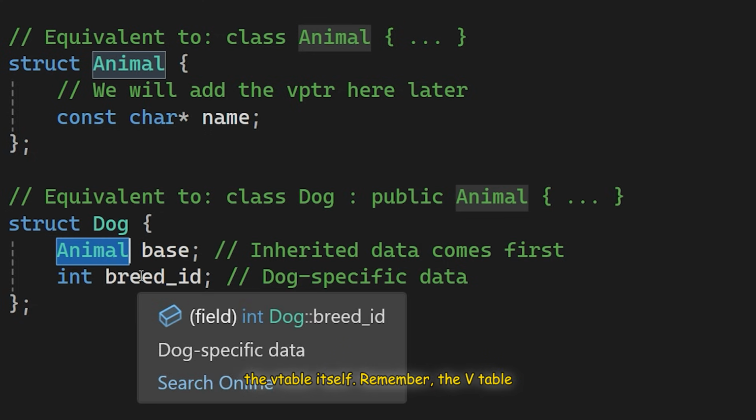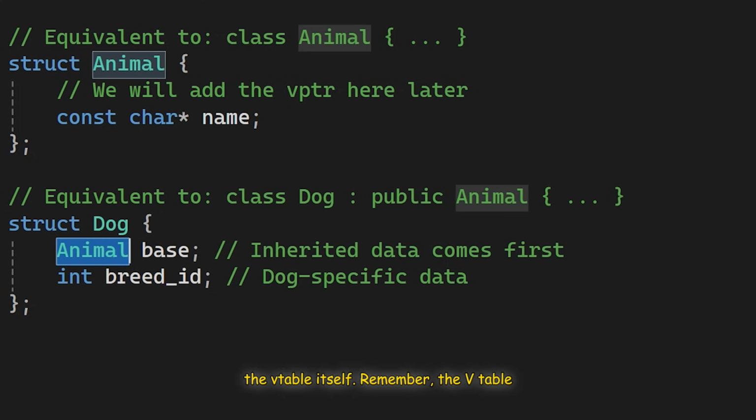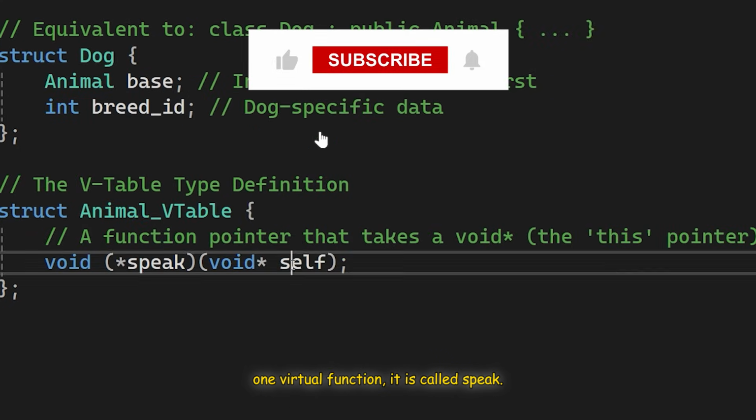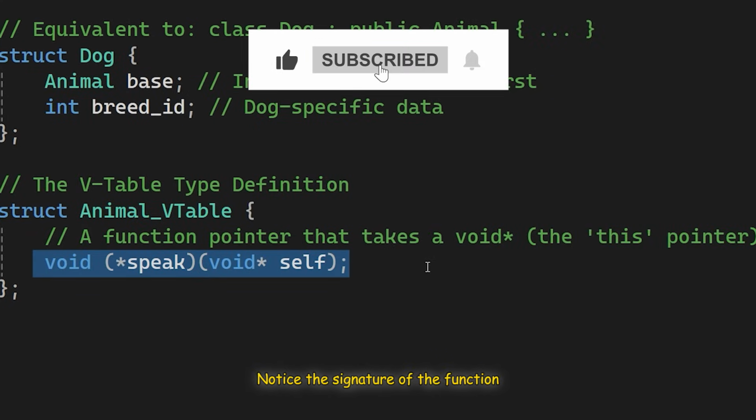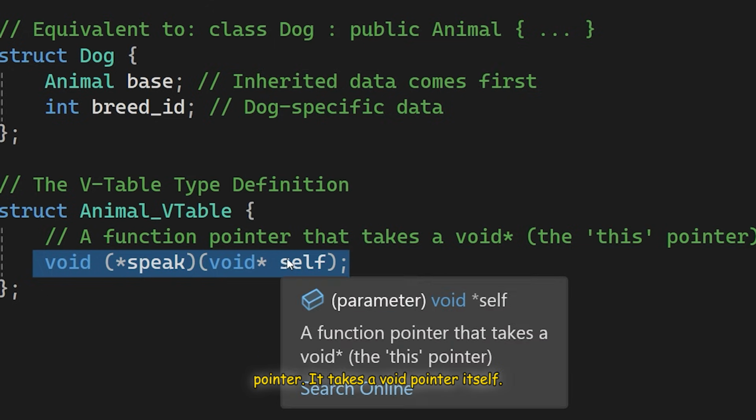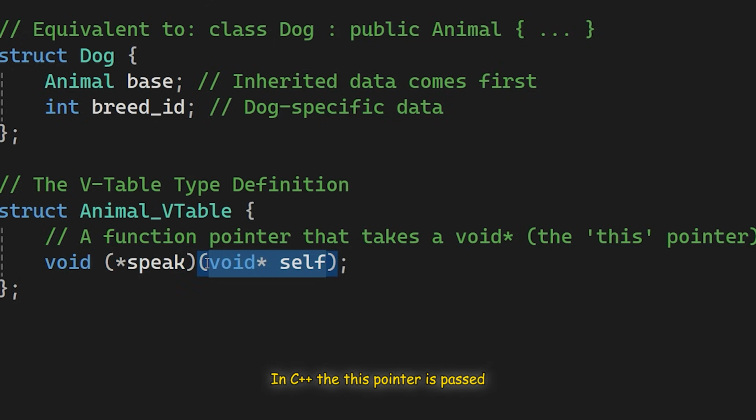Next, we need to define the v-table itself. Remember, the v-table is just a collection of function pointers. We need a type that describes exactly which functions our animal supports. In our case, we only have one virtual function. It is called speak. Notice the signature of the function pointer. It takes a void pointer self. In C++, the this pointer is passed implicitly as a hidden argument. In C, we have to pass it explicitly. Every member function needs to know which object it is operating on.